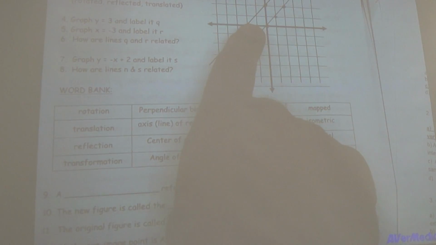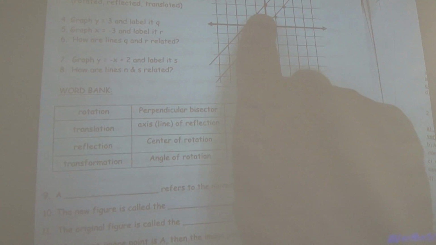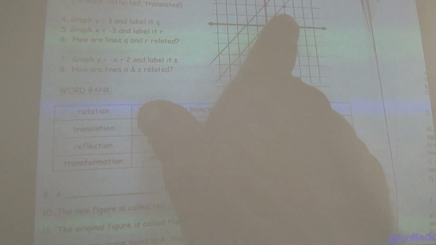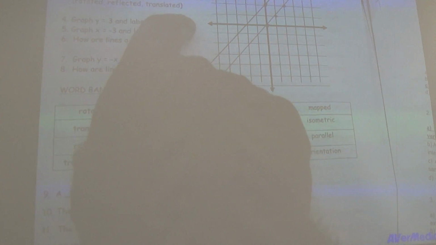Could it be a reflection? Yeah, it could be a reflection too, because if I reflect it across this point right here, to this point right here, it's the same distance from here to here as it is from here to here. So we could reflect across a point and they would fall on top of each other. So that could be either a reflected line or a translated line.